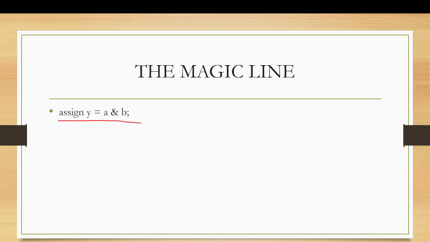assign y = a & b. This is where the hardware is described. The ampersand symbol means AND. Both inputs must be 1. Only then does the output become 1. This single line describes an actual AND gate. And that's the magic of HDL.